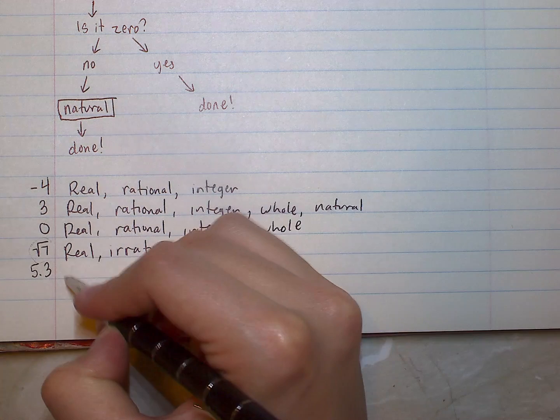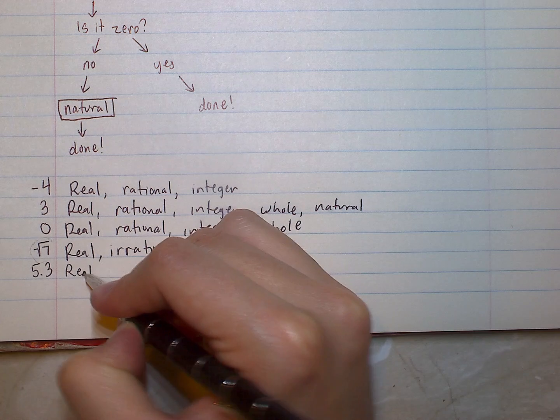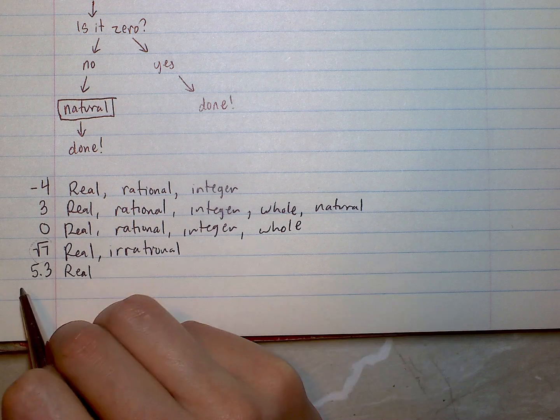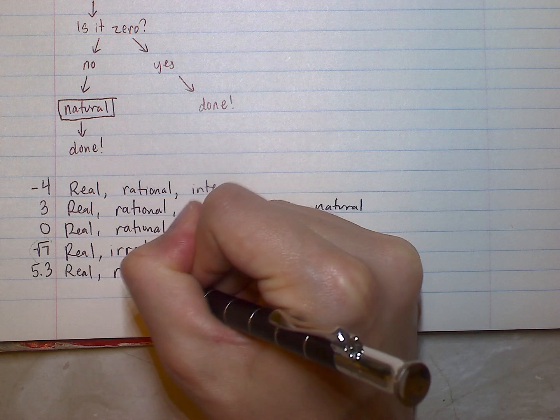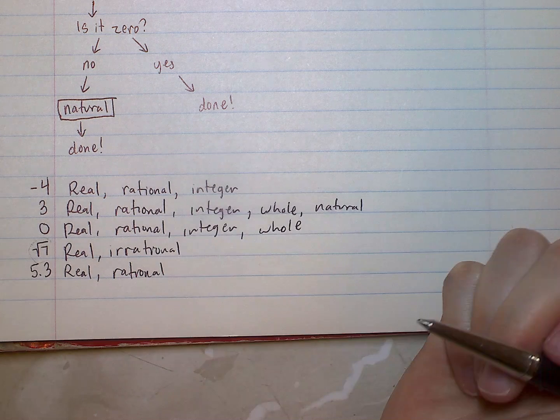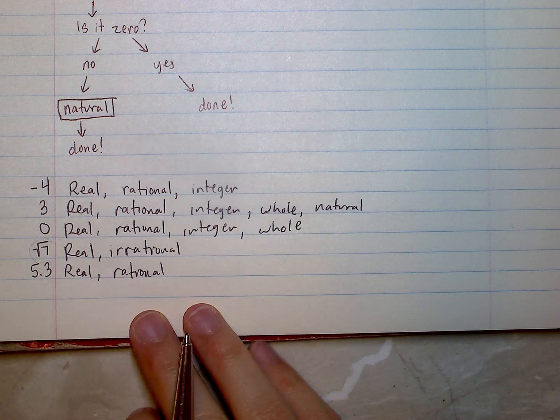5.3, it's real. I ask myself, is it a non-ending, non-repeating decimal? Well, it's a decimal, but it's not non-ending and non-repeating. It's just a regular decimal, so that's rational. But when I ask myself, does it have a fraction or a decimal? Yes, it does, and I'm done.